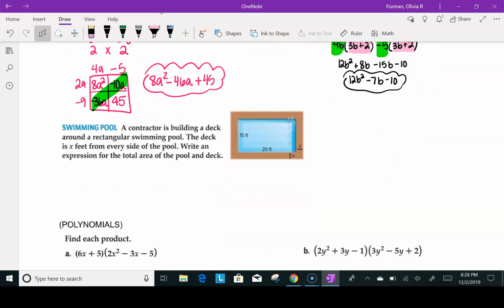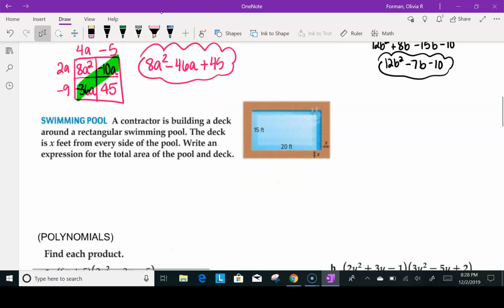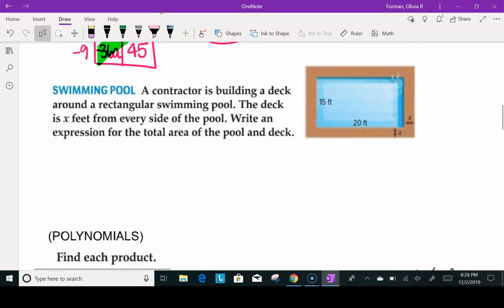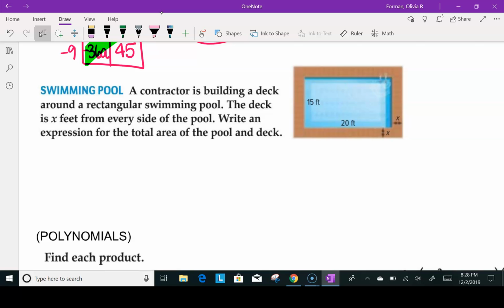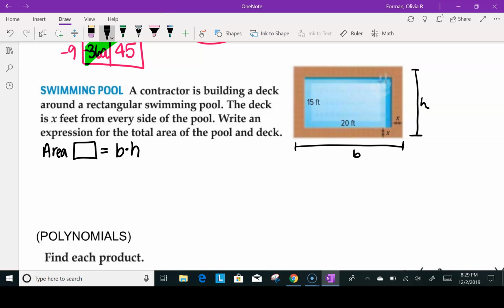So here was kind of an interesting problem that I saw. It says a contractor is building a deck around a rectangular swimming pool. The deck is x feet from every side of the pool, which just means we don't have the exact number. What it says is write an expression for the total area of the pool and deck. Well, I look at that and I can see that it is going to be a rectangle. So the area of a rectangle is just our base times our height. So this would be like our base, this would be our height.